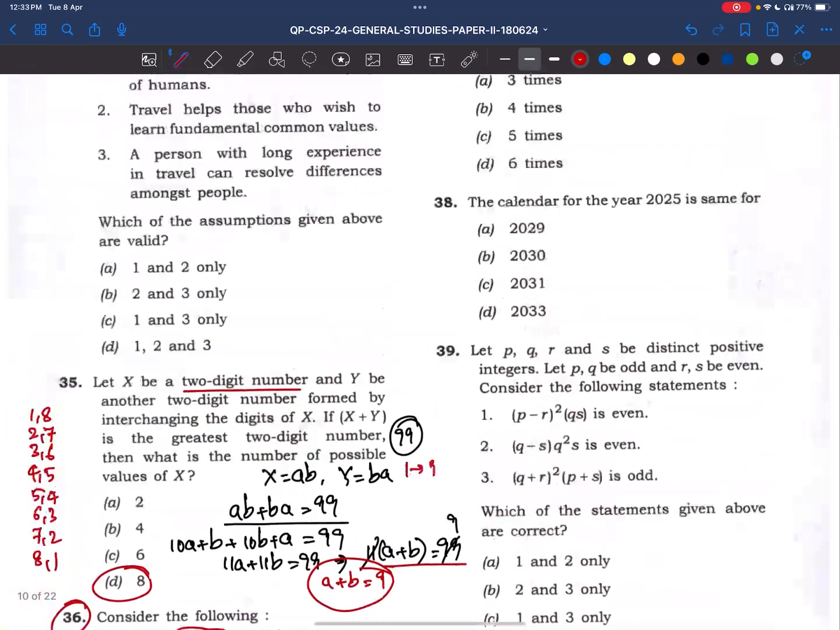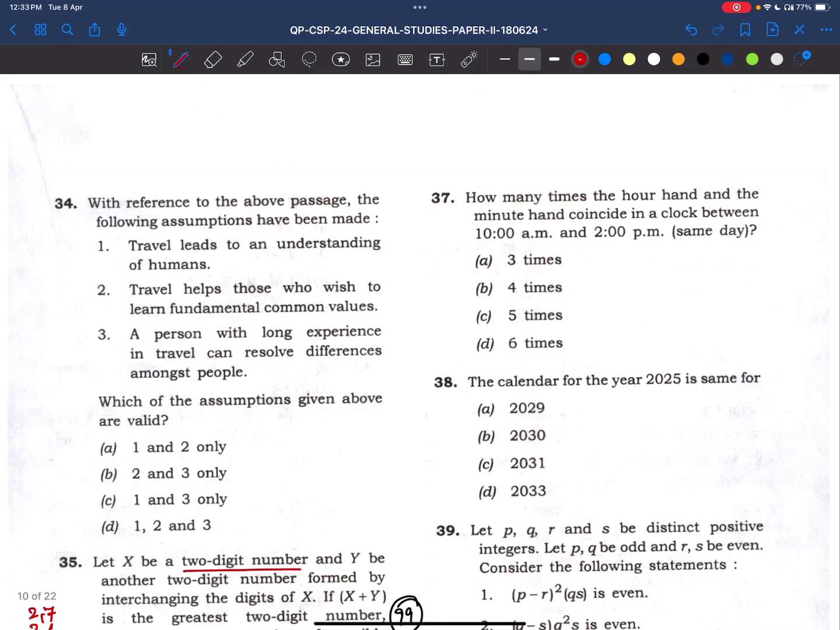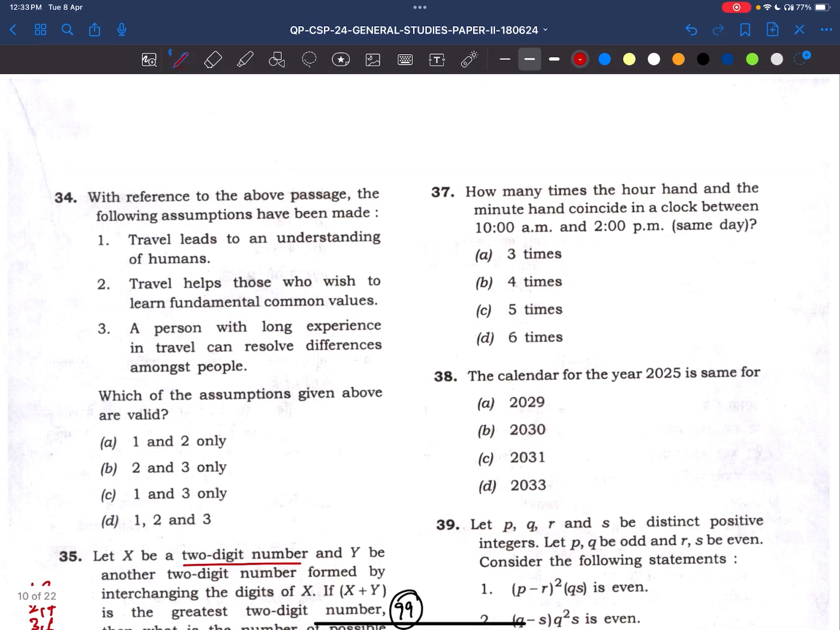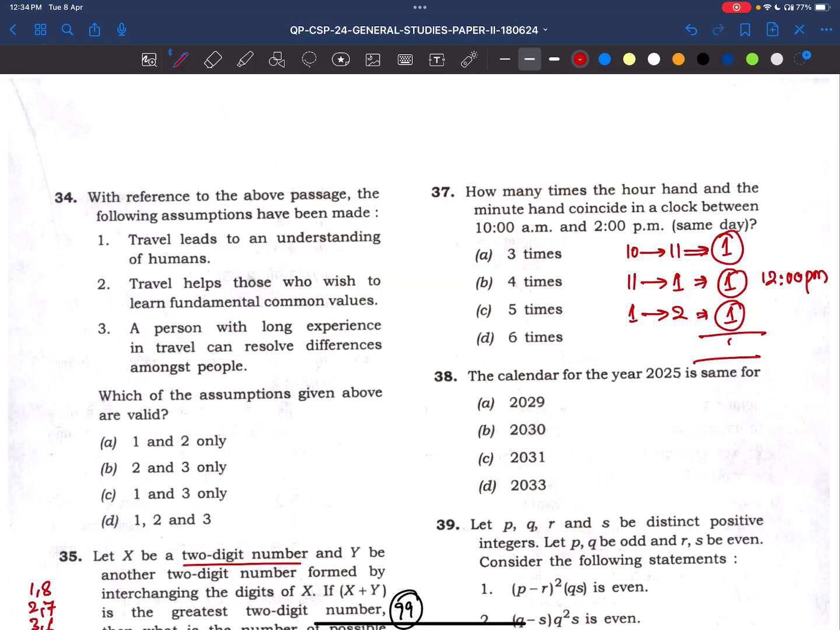Okay? Now, let's go to the next question. How many times do the hour and minute hands coincide in a clock between 10 a.m. and 2 p.m.? In the examination hall, we'll take an analog watch, you can check it yourself. But let's see, from 10 to 11, it coincides once, right? From 11 to 1, it will coincide one time only, that is at 12 p.m. And again from 1 to 2, it coincides only once. So total how many times? 3 times. Answer is A.